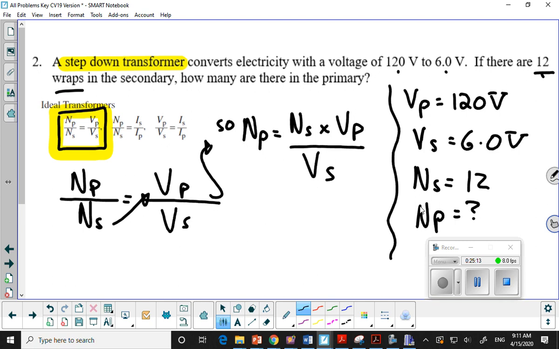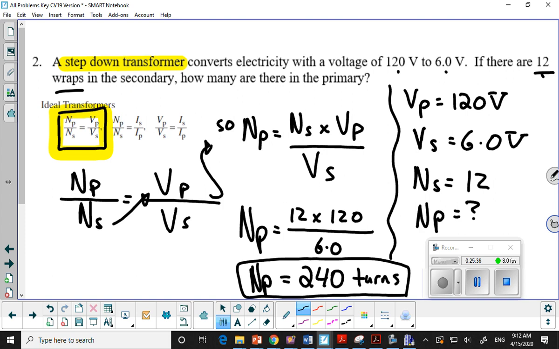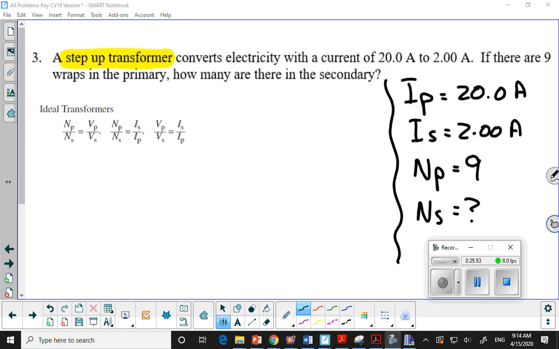Let's substitute in those numbers. Substituting in, we've got 12 turns in the secondary, 120 volts in the primary, divided by 6 volts in the secondary. And if you punch that into your calculator, you're going to get a quick 240 turns. Now, let's double check in our head to make sure that that's right. We have more turns in the primary than the secondary. That makes sense. Why does that make sense? Because it's a step-down transformer. The potential difference goes down, the voltage goes down, number of wraps has to go down, number of turns has to go down.